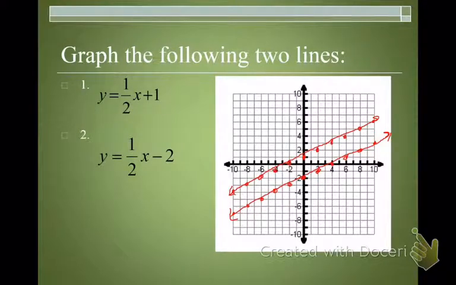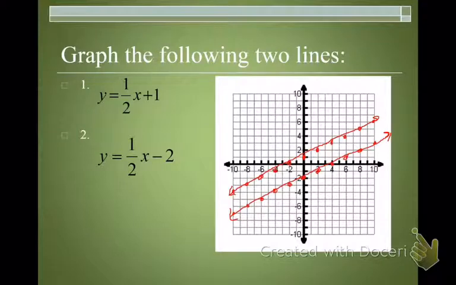Right? First line, start at 1 on the y-axis, and then we go up 1, right 2, up 1, right 2, and you can make as many points as you want, but you keep walking through the slope, up 1, right 2, or down 1, left 2, to continue to get all of those points. Now the second line, we're going to start at -2 on the y-axis, and we go up 1, right 2, up 1, right 2, because the slope is 1 over 2 as well.